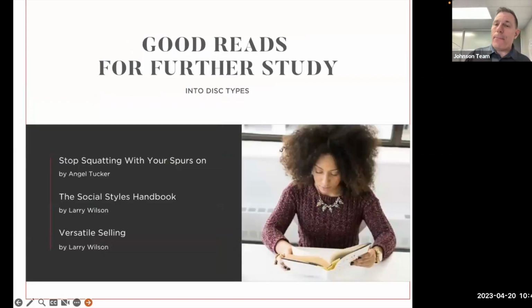These are some great books that I recommend to everybody to read. Stop Squatting on My Spurs by Angel Tucker, sorry. That is a phenomenal book. She was a realtor and she wrote this book. It's very, very good. The Social Styles Handbook by Larry Wilson, and Versatile Selling by Larry Wilson. These are excellent DISC books. I'd recommend for you all to read these books because it'll really help your sales career.